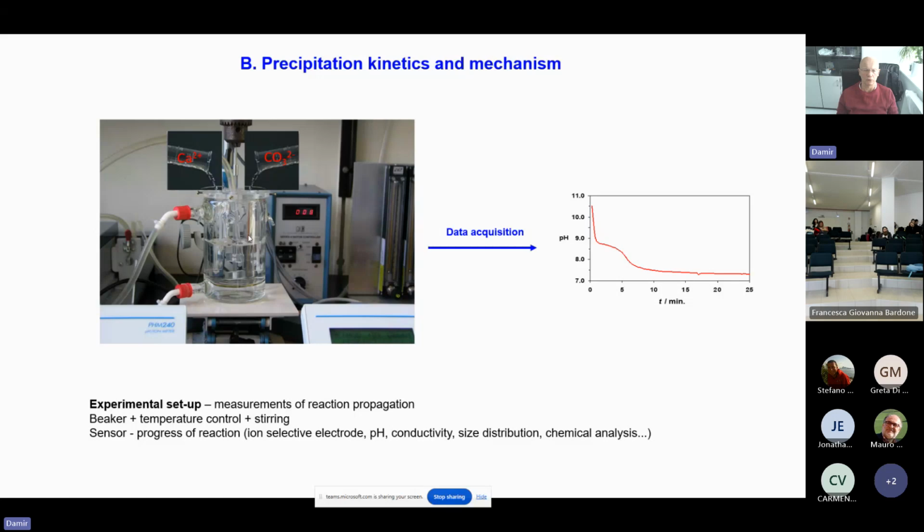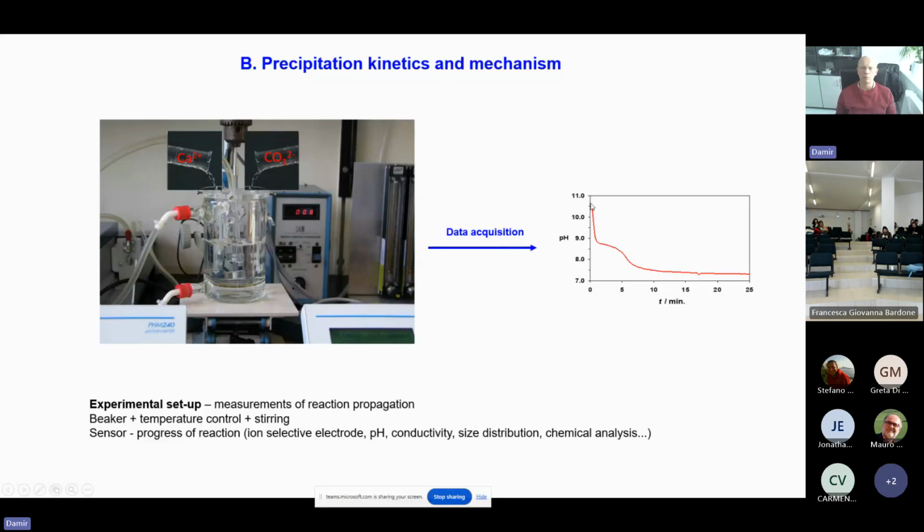sensor. For example, in the case of calcium carbonate, it may be a pH electrode, so you can follow the change of pH. You can also follow the change of activity of compounds. You can also follow the conductivity, or you can periodically sample the solution and determine the chemical composition of this. So from this initial starting, this is called data acquisition.